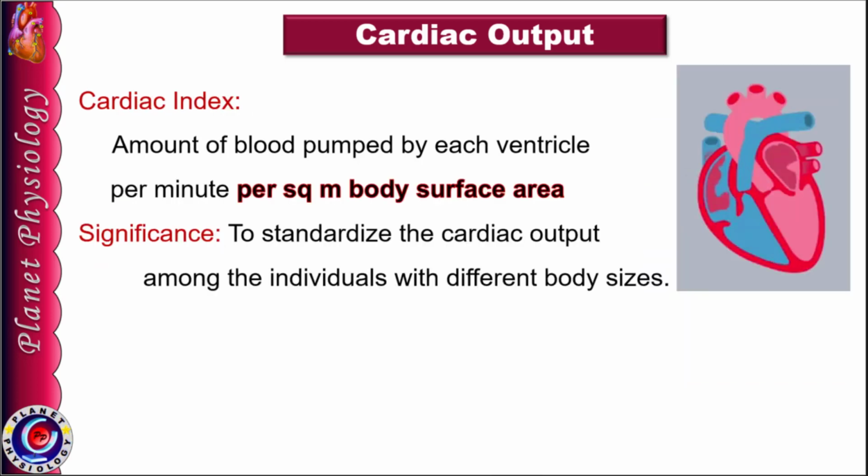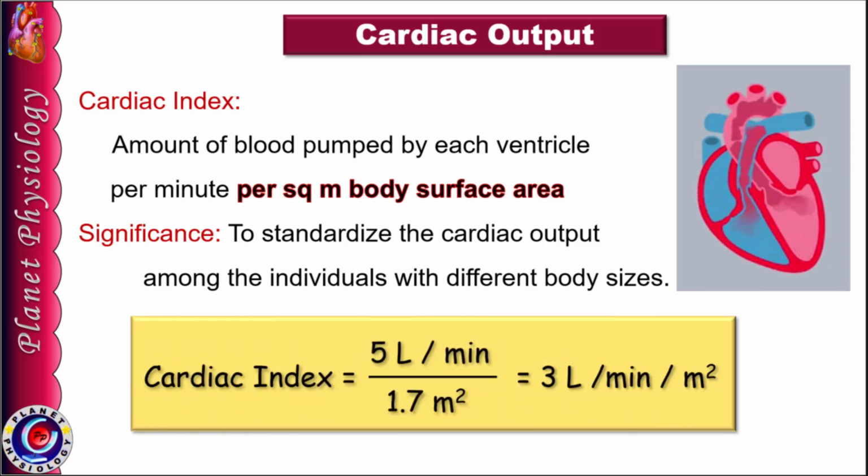To standardize and compare the value of cardiac output among individuals with different body sizes, cardiac output is expressed in terms of body surface area. It is called cardiac index. So, cardiac index is the amount of blood pumped by each ventricle per minute per square meter body surface area. For a normal reference man, body surface area is 1.7 square meter. Hence, cardiac index is about 3 liters per minute per square meter.